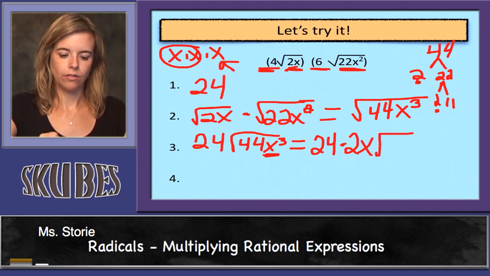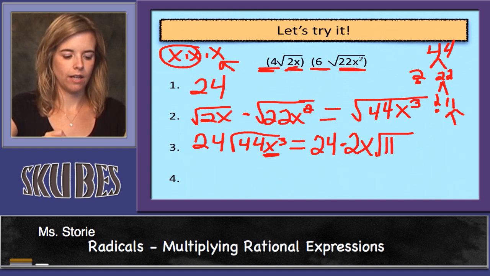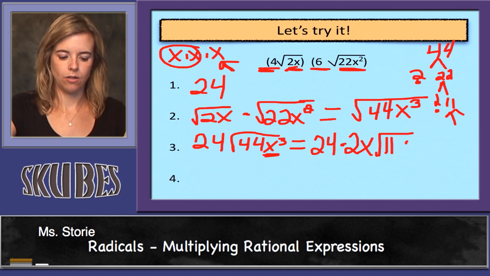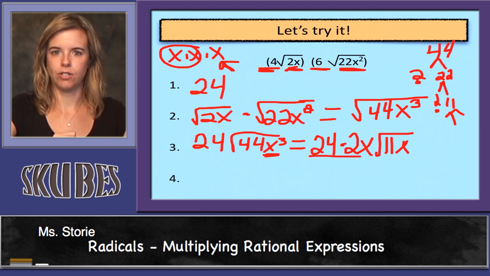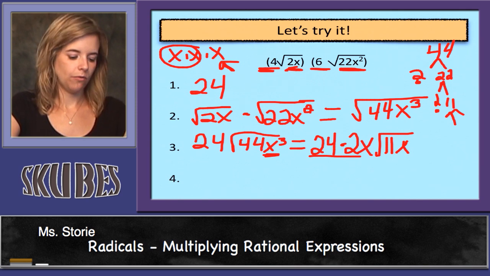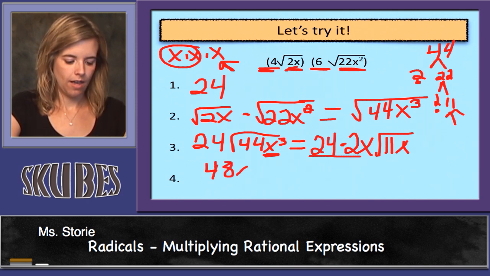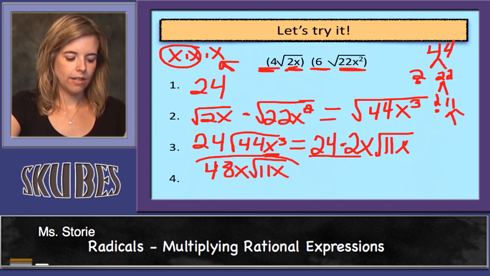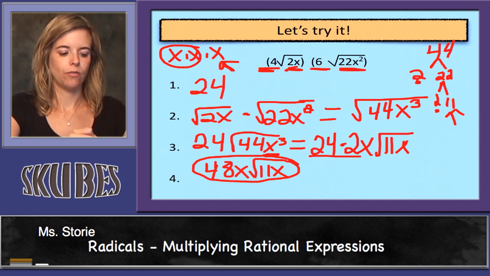So you've got your radical. Your 11 from your 44 is all alone. He goes back in, and so does the x from the x cubed. We're almost done. Now we just have to finish that out. So if we take 24 and we multiply it by 2, we're going to get 48. And we still have our radical 11x. And this would be our final answer from multiplying these two terms together.